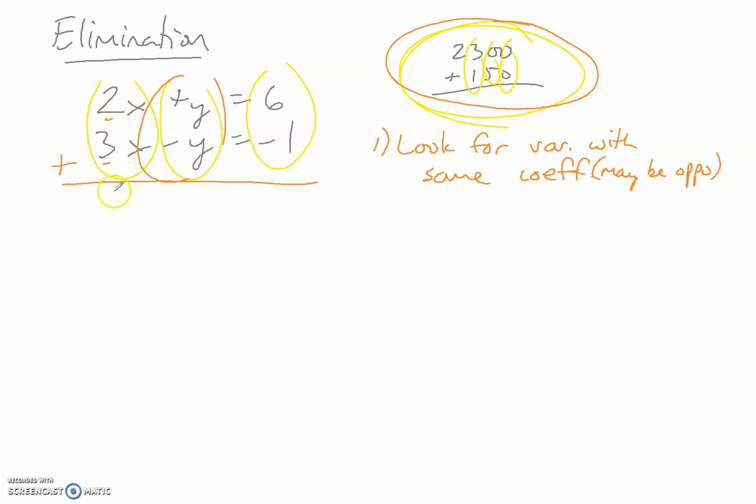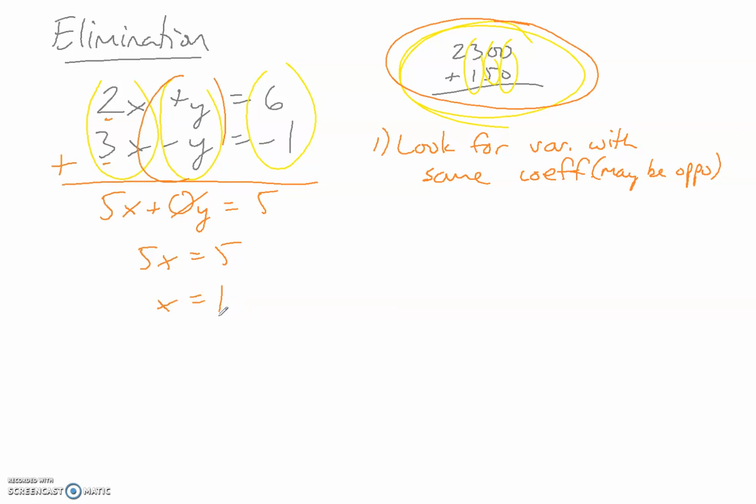2x plus 3x would give me 5x. Plus y minus y gives me 0y. Now, of course, you don't have to write that, but whatever. And the 6 plus negative 1, that gives me 5. All right. So, of course, this is just gone. So I got 5x is equal to 5, which means, of course, x is equal to 1. And that's how elimination works.